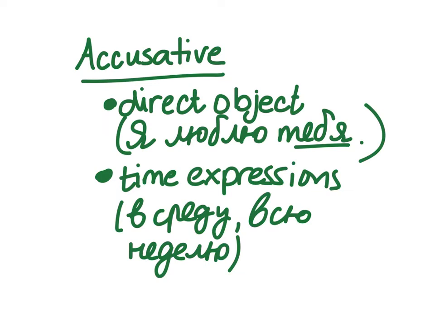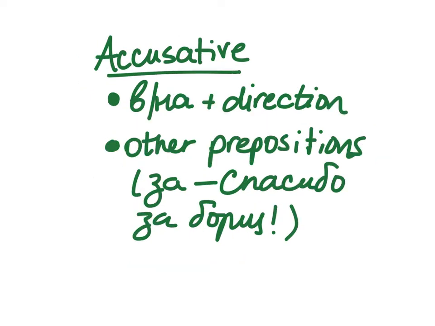Accusative case we use for direct objects, the thing that's receiving the action, the verb, like "я люблю тебя." Oftentimes with time expressions like "в среду" or "всю неделю." We also use accusative with "в", "на" plus direction. "Я иду в библиотеку." Or other prepositions like "за," "спасибо за борщ."